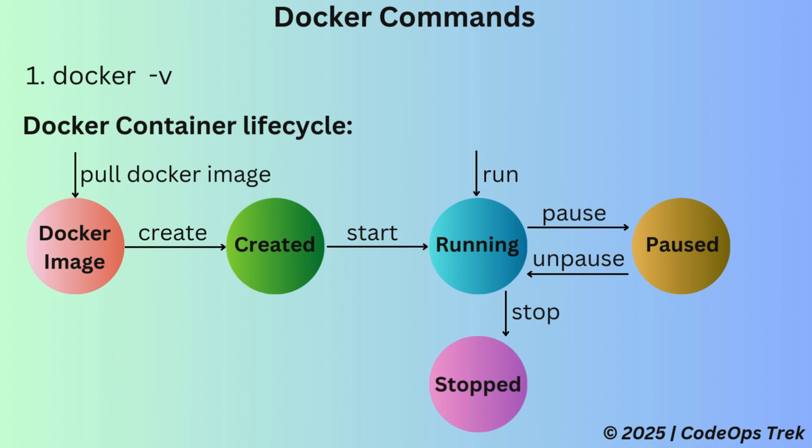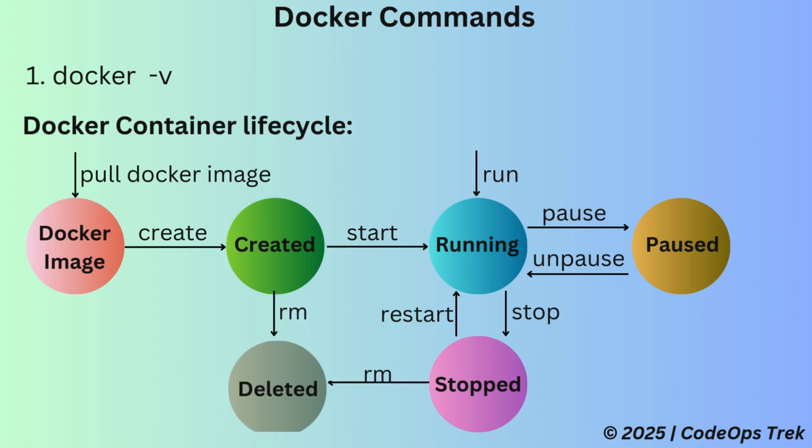We can also stop a running container, which releases it from RAM but retains its state, allowing us to restart it later. If we restart the container, it will once again load into memory and continue running. Finally, if a container is no longer needed, we can delete a stopped container, permanently removing it from the system. So, that's how the Docker container lifecycle works.